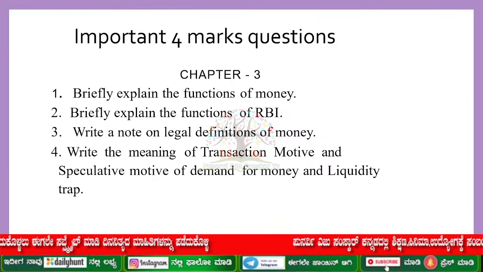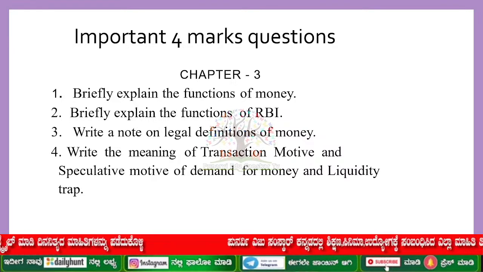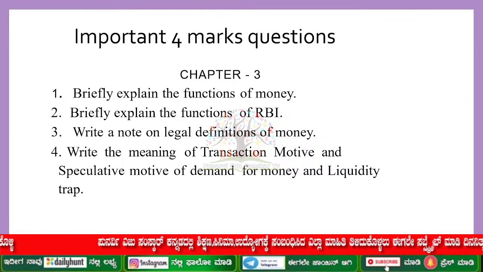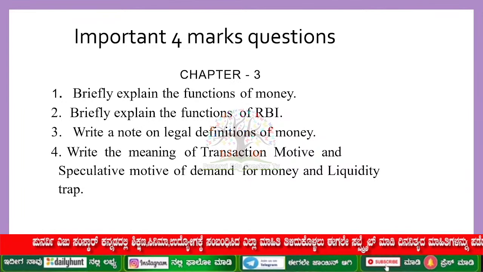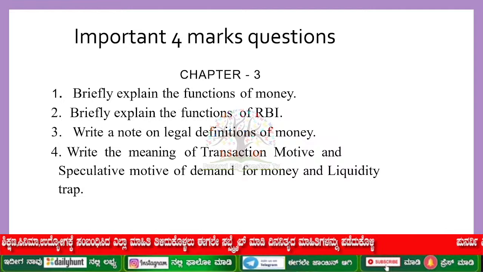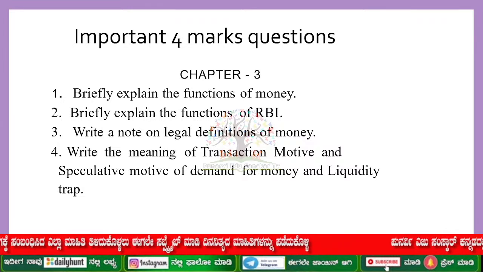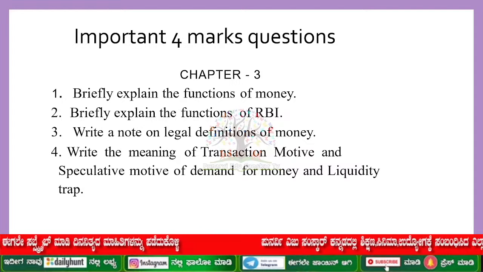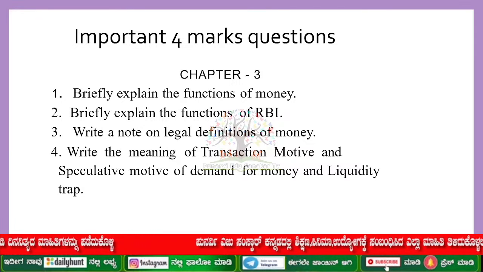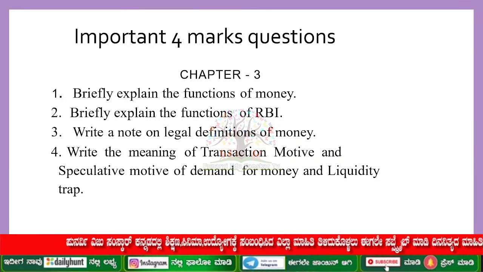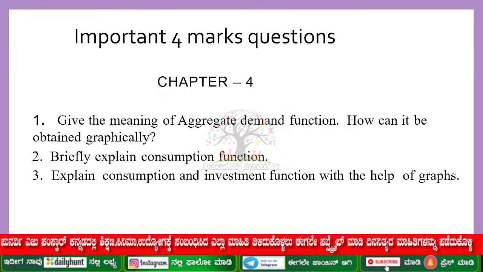Macroeconomics 3rd chapter, that is money and banking. Dear students, from this chapter, you can expect one 4-mark question. There are 4 important questions: explain the functions of money, explain the functions of RBI, legal definition of money, then meaning of transaction motive and speculative motive of demand for money and liquidity trap.